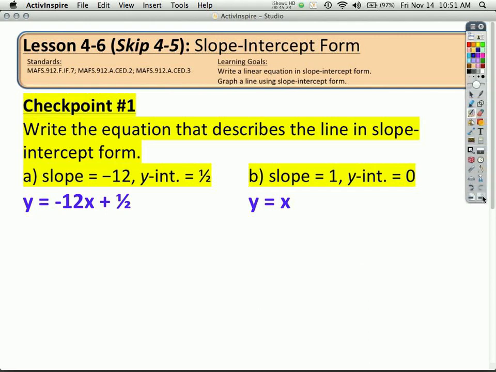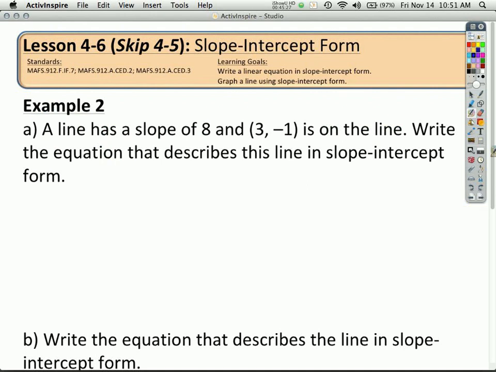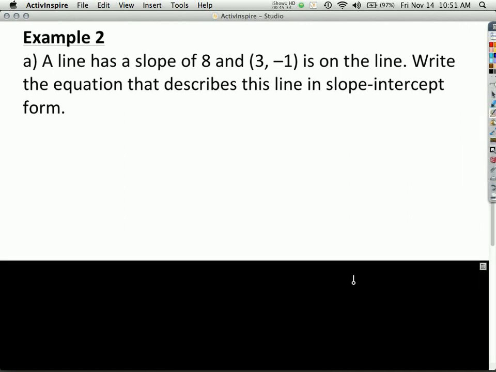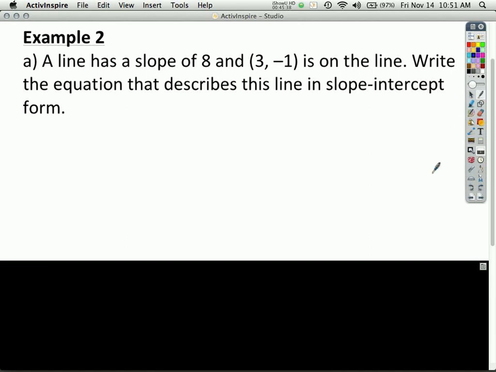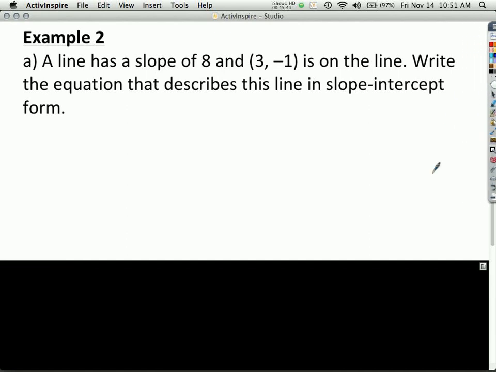So here we go. Example 2. You do not have to write the text of the question. You need to read the question carefully. A line has a slope of 8 and the point 3 comma -1 is on the line. Write the equation for that in slope-intercept form.